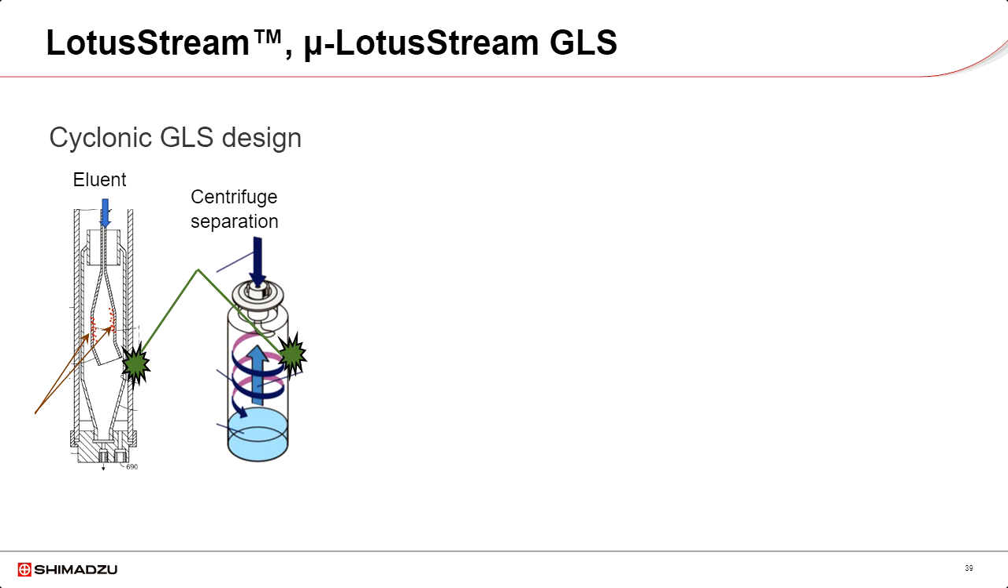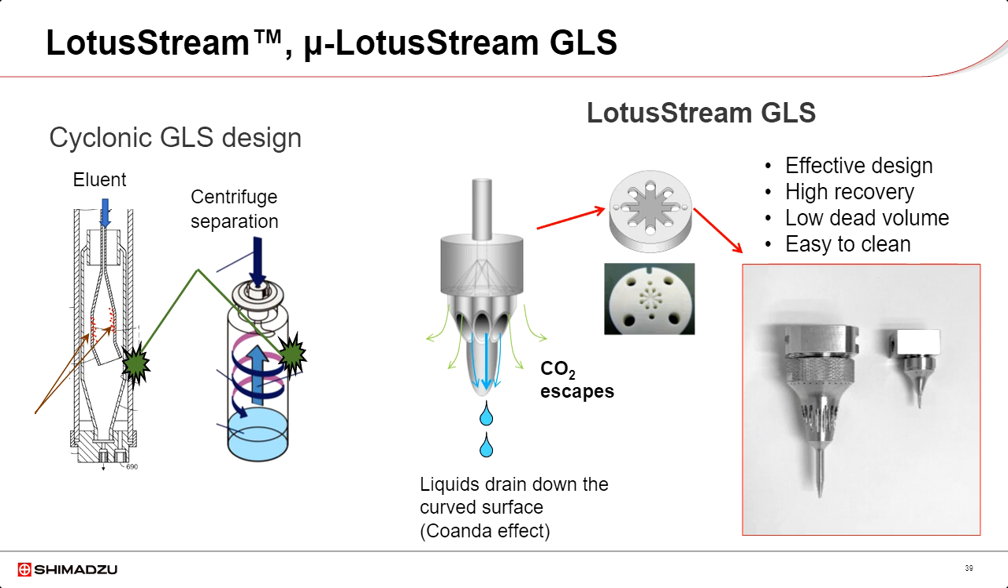One of the more unique design features of our SFC prep system is the GLS, the gas liquid separator. Most companies use a cyclonic GLS, which has issues with lower recoveries and sometimes carryover. We use what's called the Lotus stream, and the Lotus stream uses an effect called the Quanta effect that allows the CO2 to escape to the side while the liquids drip down in a very controlled manner through the central needle.